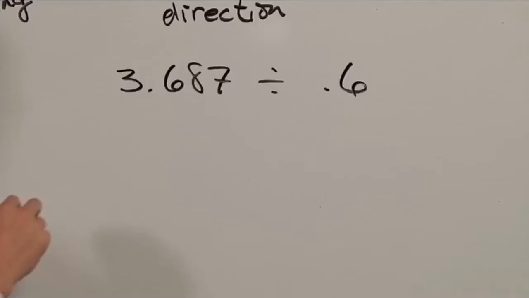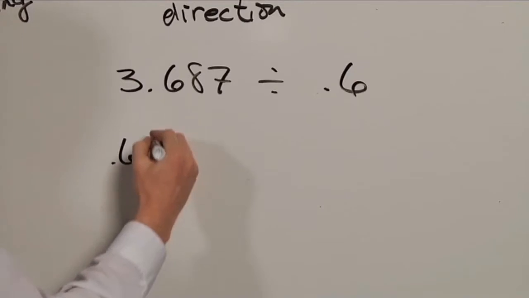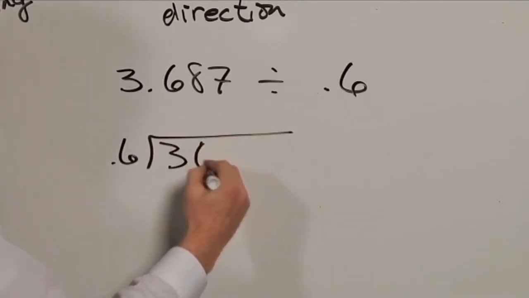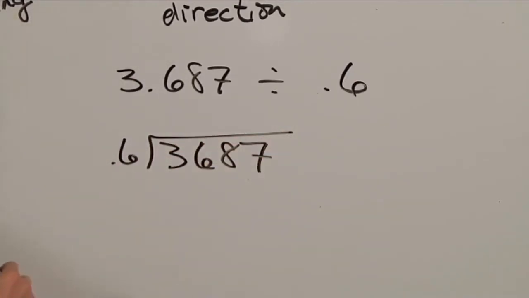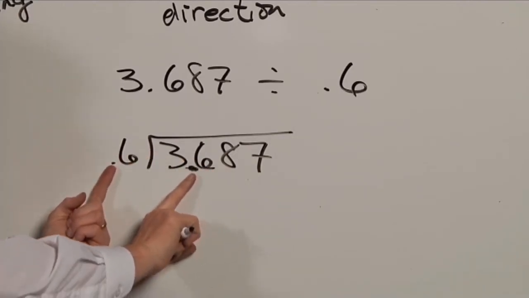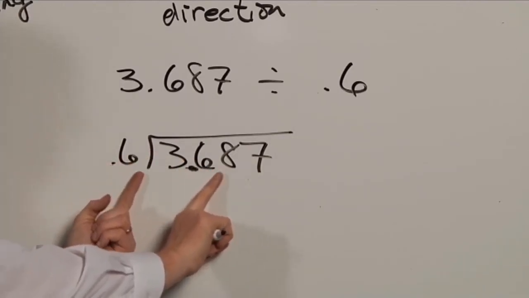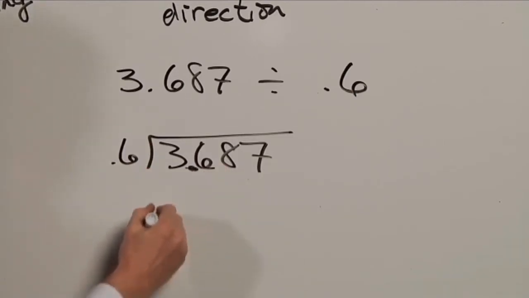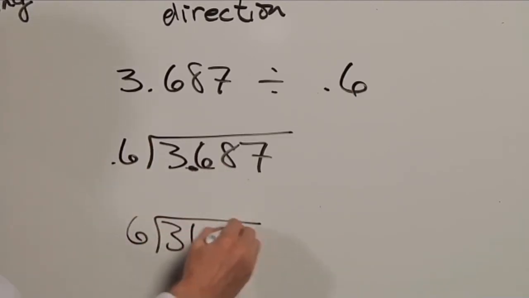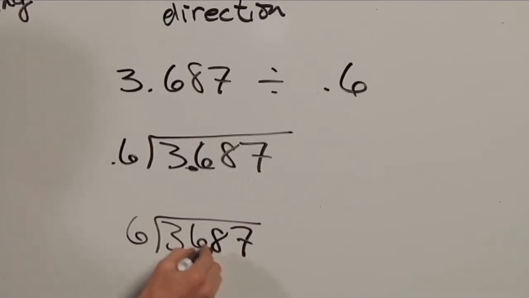3.687 divided by 0.6. I'm going to write it out like that, 0.6 and 3687. And again, we're going to move the decimal. We're really timesing top and bottom of a fraction by 10 when we do this. So we get 6 into 3687, and the decimal is now right there.